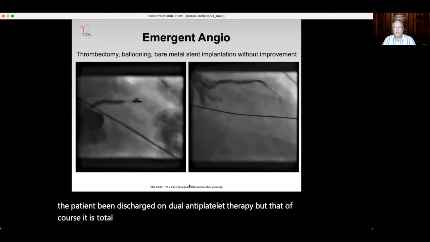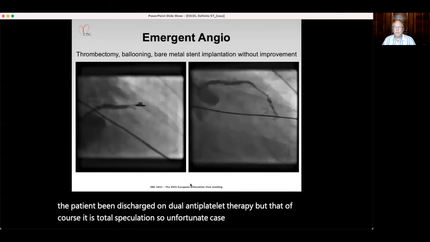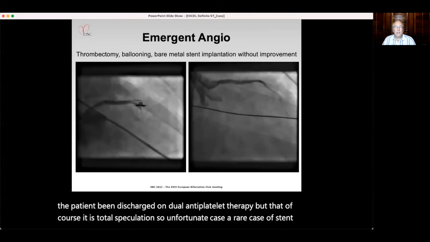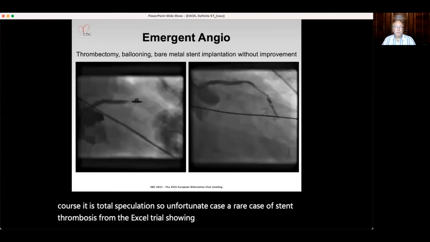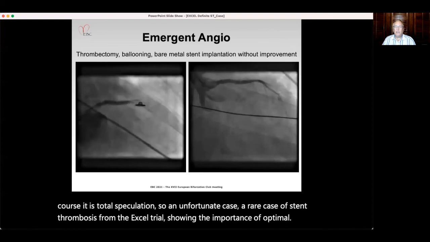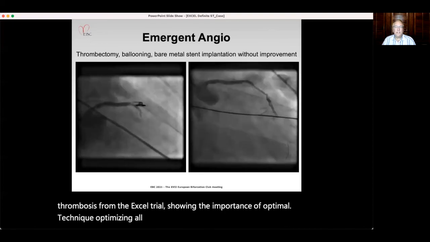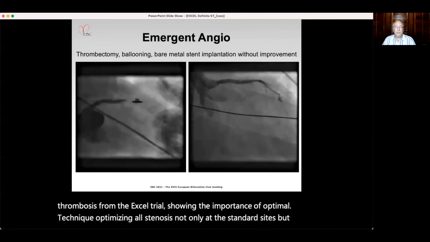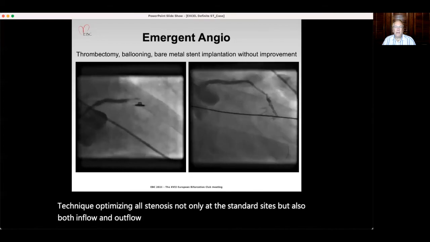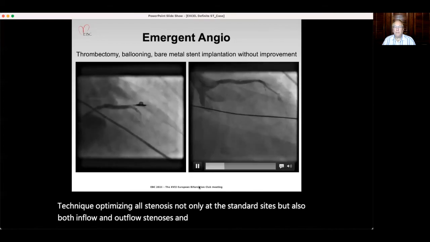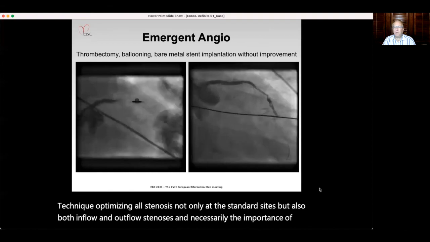So an unfortunate case, a rare case of stent thrombosis from the EXCEL trial, showing the importance of optimal technique, optimizing all stenoses, not only at the stented sites, but also both inflow and outflow stenoses, and necessarily the importance of optimal pharmacotherapy. Thanks very much.